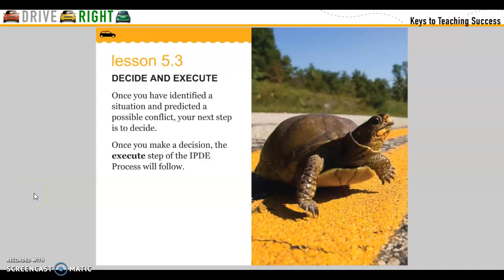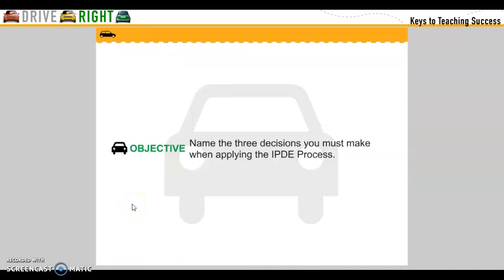Chapter 5.3 Decide and Execute. Once you have identified a situation and predicted a possible conflict, your next step is to decide. Once you make a decision, the execution step of the IPDE process will follow. Objective. Name the 3 decisions you must make when applying the IPDE process.